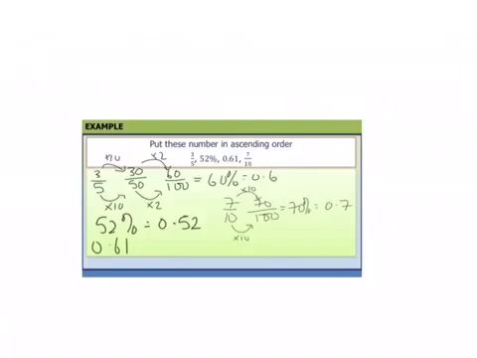So now let's highlight some of these answers, make it easy to see. I've got 0.6, 0.52, 0.61, and 0.7. So we should now be able to put them in order of size. So 0.52 is my smallest, that was 52%. Let's change the highlighter. I think like that. So that's 52%. The next smallest was 0.6. That is smaller than 0.61 because it's 0.60. So that's 3/5. Then I've got 0.61, and then I've got 0.7. Okay?